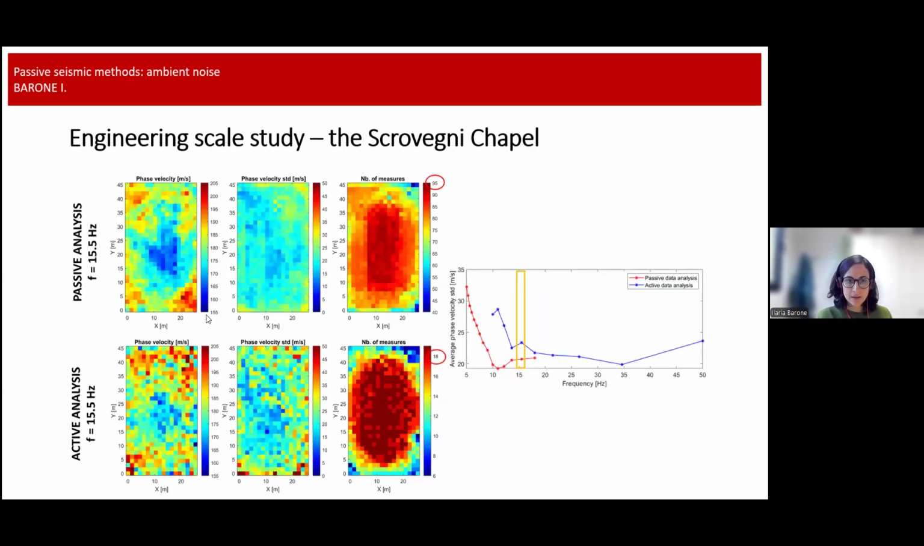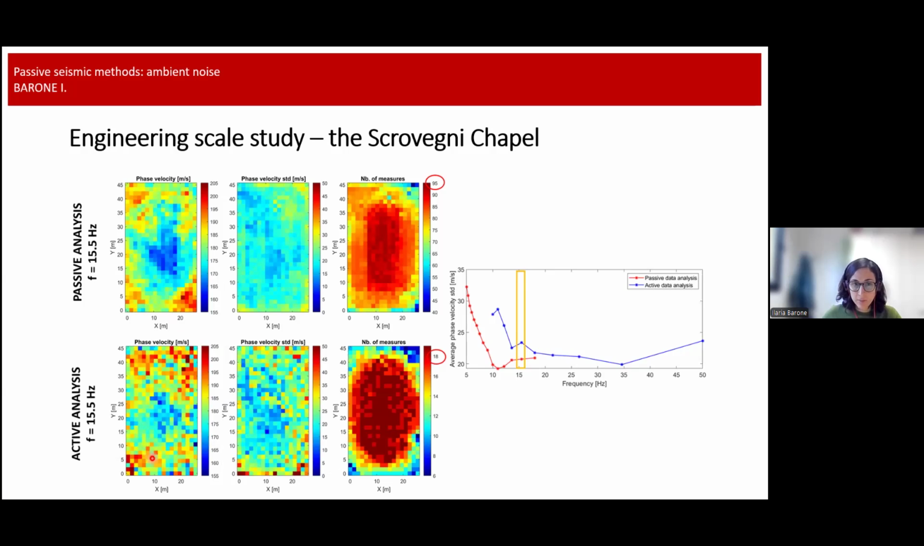Okay, these are some results. I'm not going to detail the processing to get the phase velocity maps, but I just give you directly the results. So this is a phase velocity map for the rectangle inside the amphitheater for the passive data analysis.